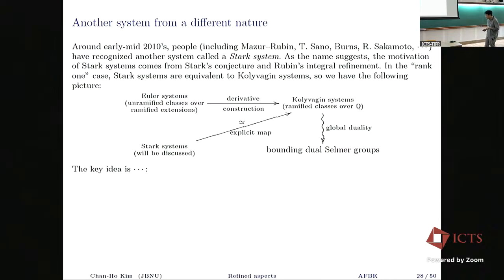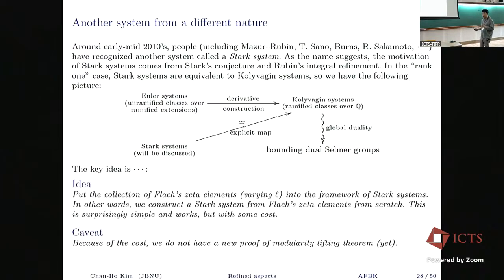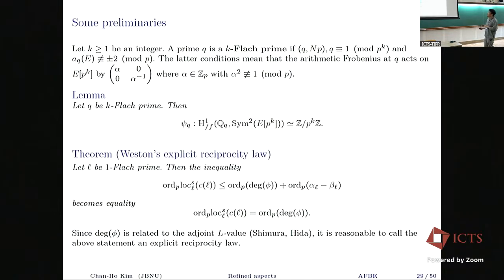And the key idea was to put the whole collection of the Flach generalized elements, varying all L, into the framework of Stark systems, and try to construct a Stark system from scratch. This process is surprisingly simple and works, but we should pay some cost. One caveat is that because of this cost, we will not have a new proof of the modularity theorem yet, but we will see some equivalence statements. So here are some preliminaries.